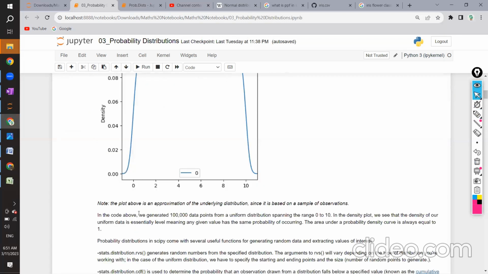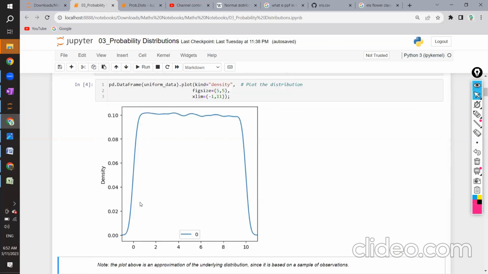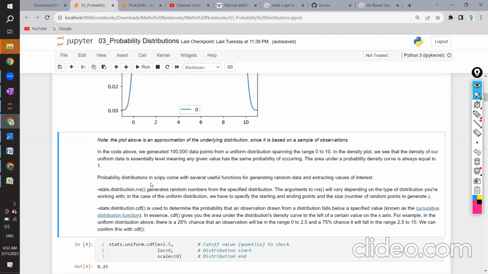In the above code we have generated 10,000 points from a uniform distribution spanning 0 to 10. We see the density of uniform data is at an essentially constant level, meaning any given value has the same probability of occurring. There are no different probabilities for different values. The area under the probability density curve is always equal to 1. The overall area will obviously be equal to 1.